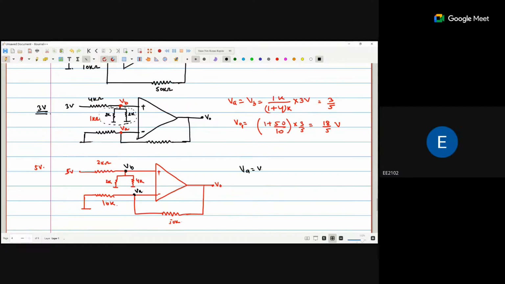So VA is equal to VB, which is the 2K and 4K parallel combination. So it is 4 by 3 divided by 2 plus 4 by 3, times 5 volt. Okay. Similarly for the 4 volt also same. So VA is equal to VB. The structure is same, so that is 4 by 3 upon 2 plus 4 by 3 times 4 volt. Okay, so that is for 5 volt and that is for 4 volt.